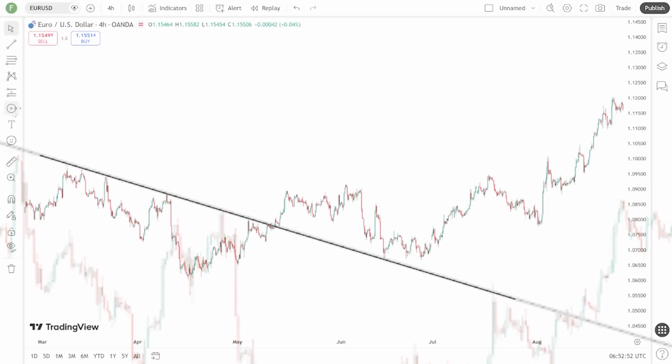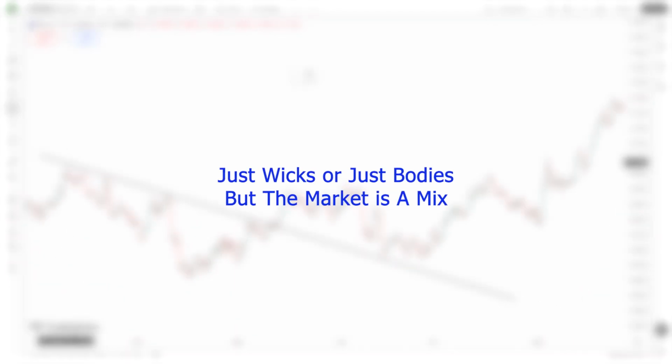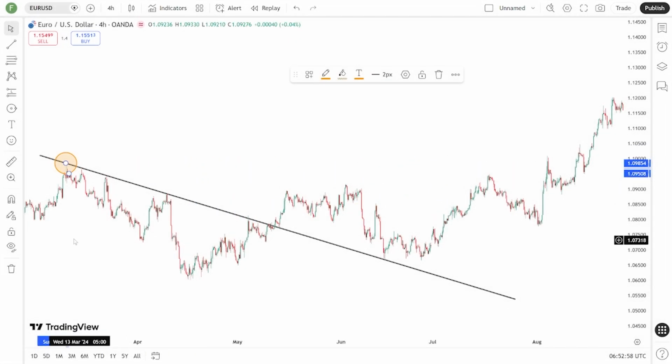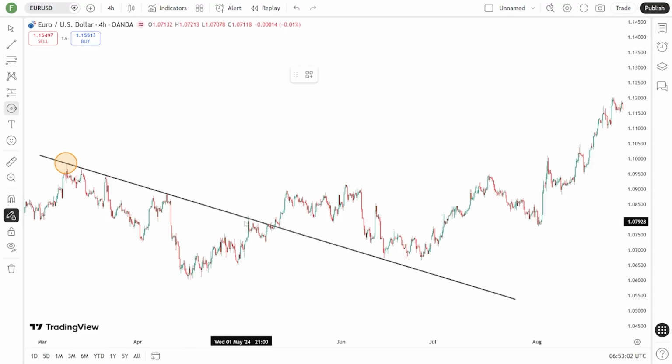Most traders pick only one. Just wicks or just bodies. But the market is a mix. A good trend line touches the points that matter the most. Not necessarily exactly on the wick or only through the center of the body.